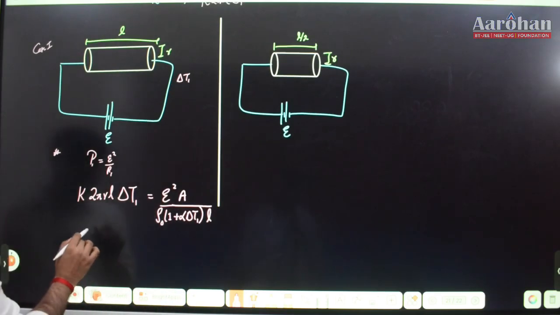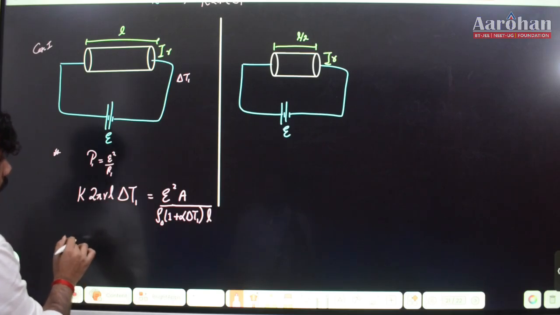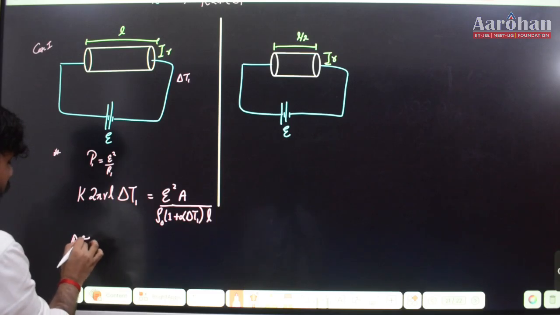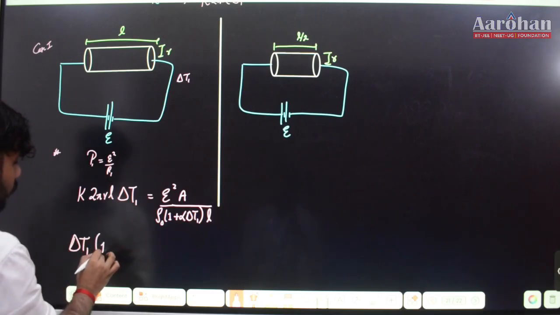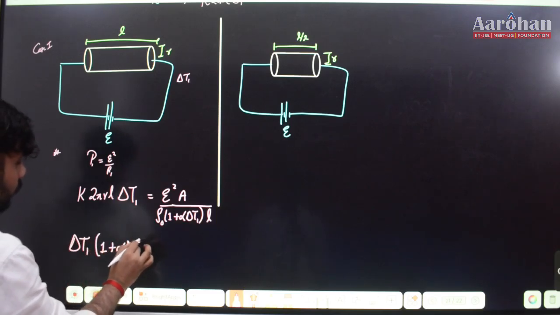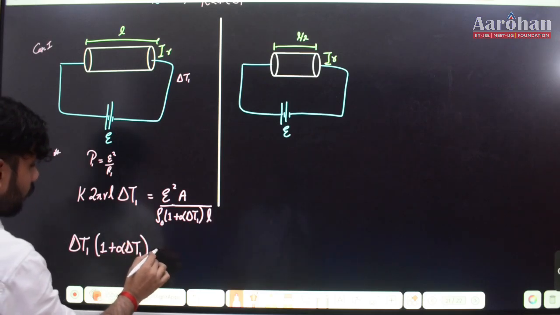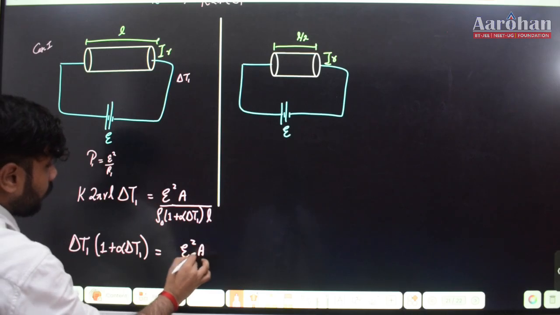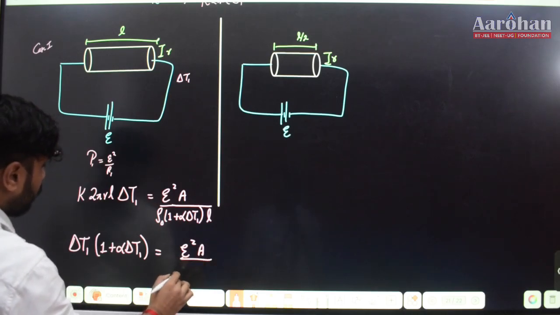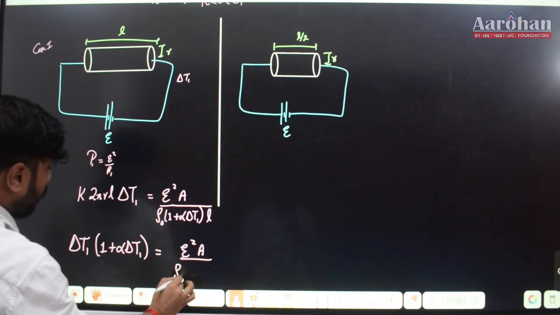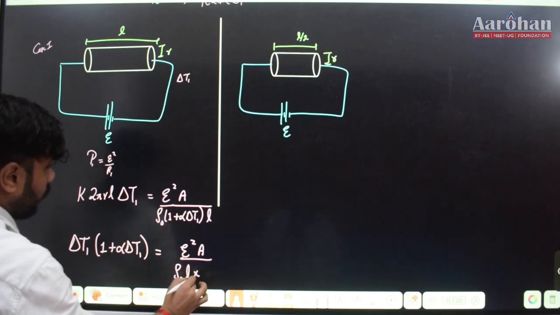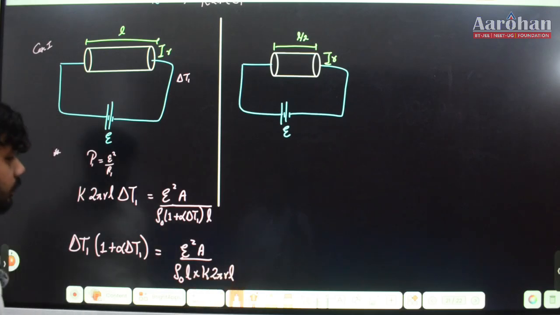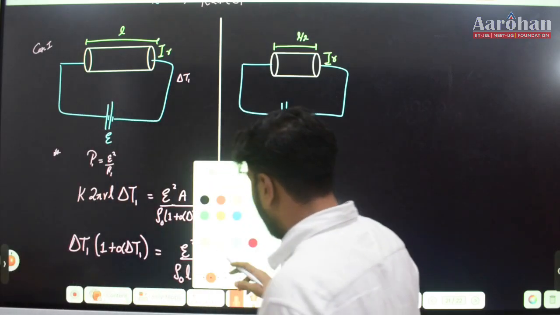I can shift things here and there. So I can write delta T1 times 1 plus alpha delta T1 equals E square A by rho naught L times K 2 pi R L. Got it? This is what we can write here.